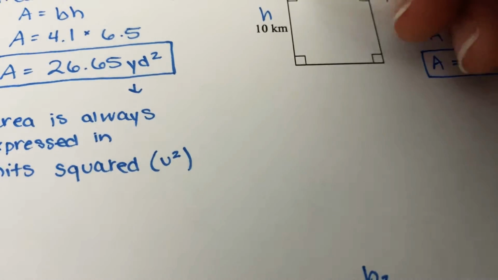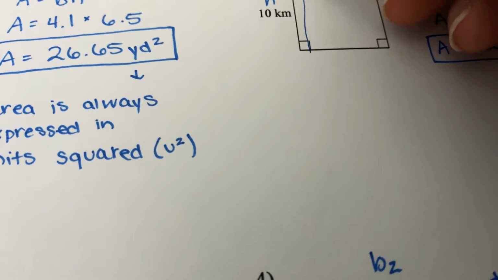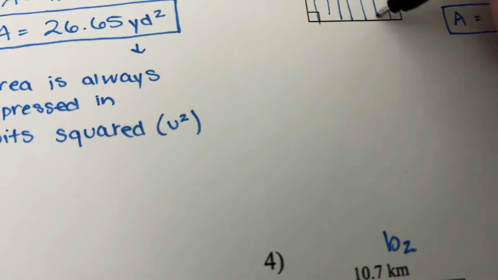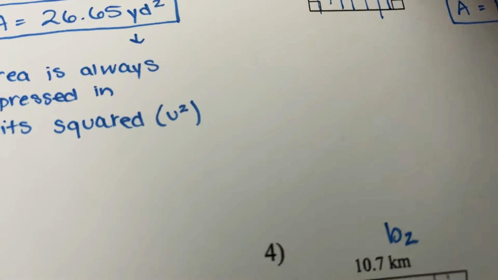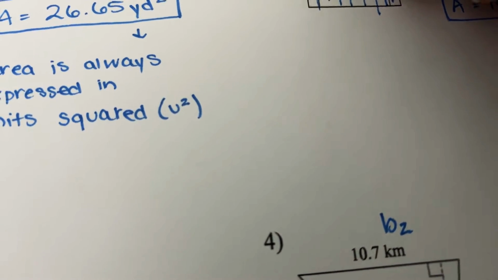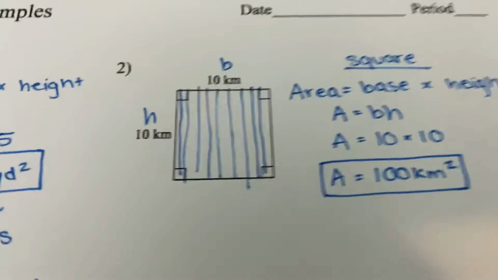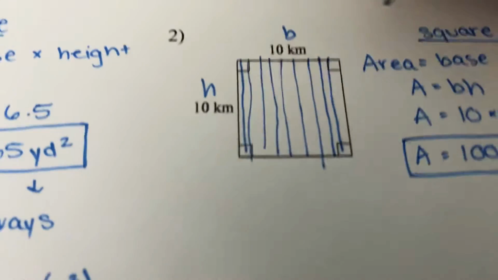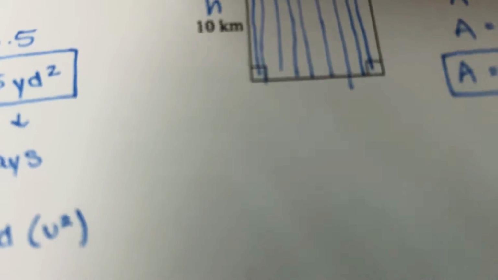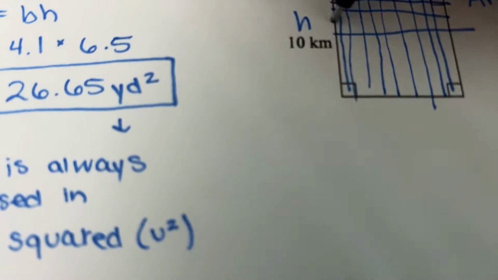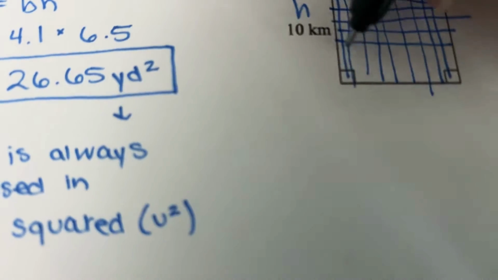I could split each side 10 ways, right? So 1, 2, 3, 4, 5, 6, 7, 8, 9, 10. Okay, so we're going to pretend that all of those columns are equal. And then I would divide this way into 10. 1, 2, 3, 4, 5, 6, 7, 8, 9.